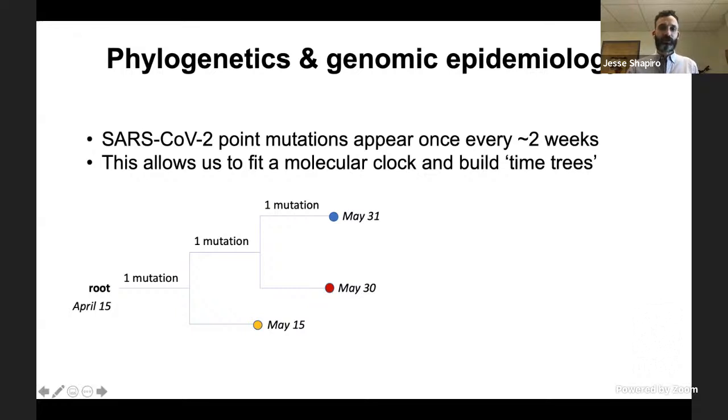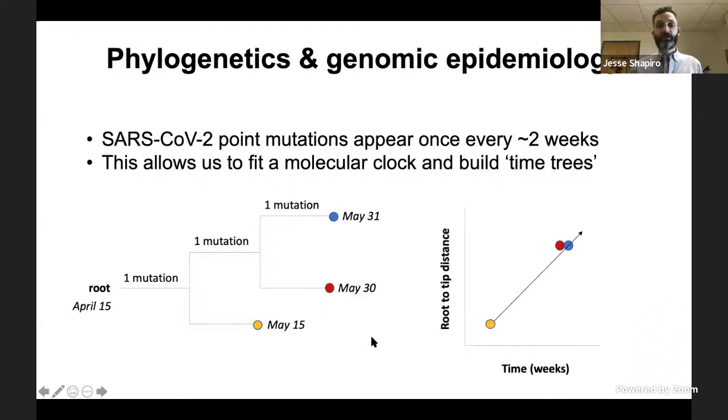We've learned that SARS-CoV-2 point mutations, so single nucleotide position changes, appear once every about 2 weeks. So this is the molecular clock, and it allows us to build time trees. So this is just a toy example. Imagine each of these dots is a sequence that's collected on different dates, and the branch lengths are proportional to the number of mutations that appear.